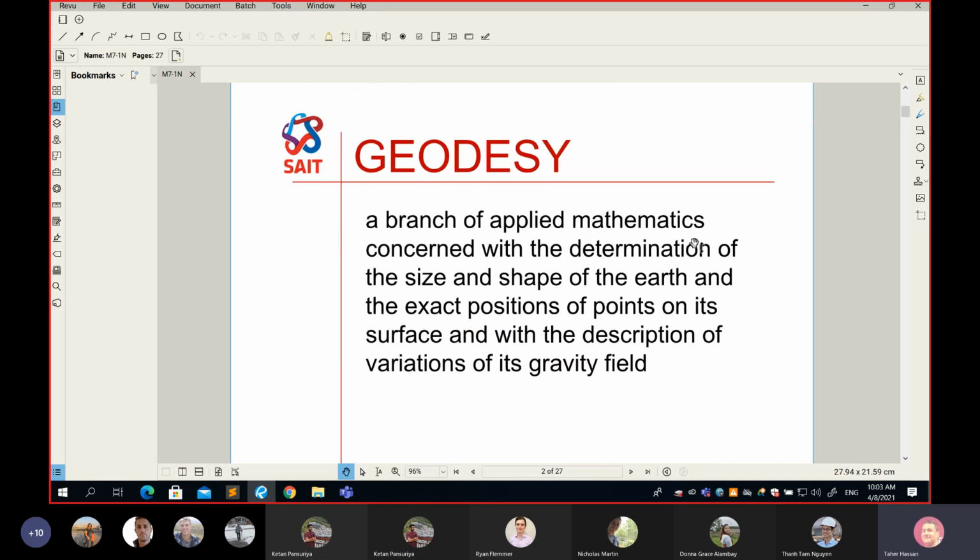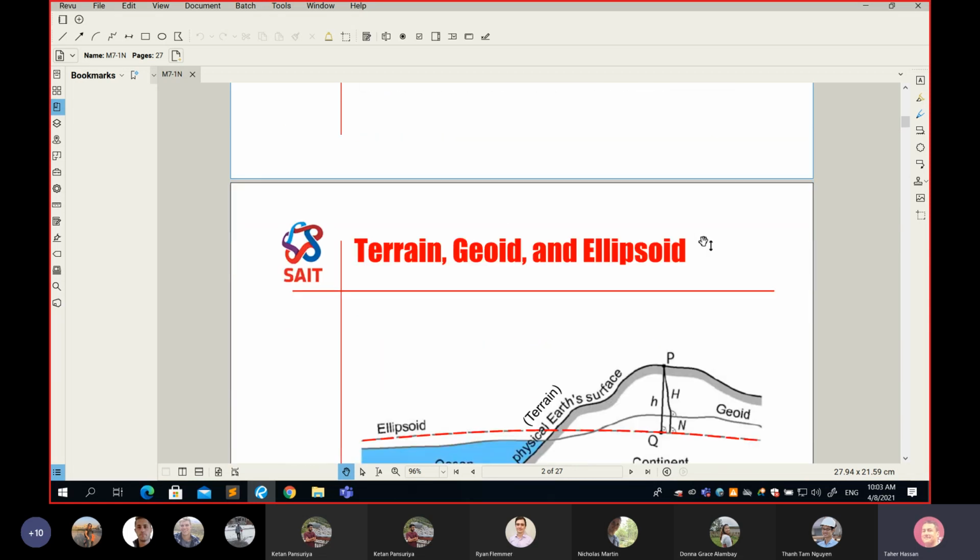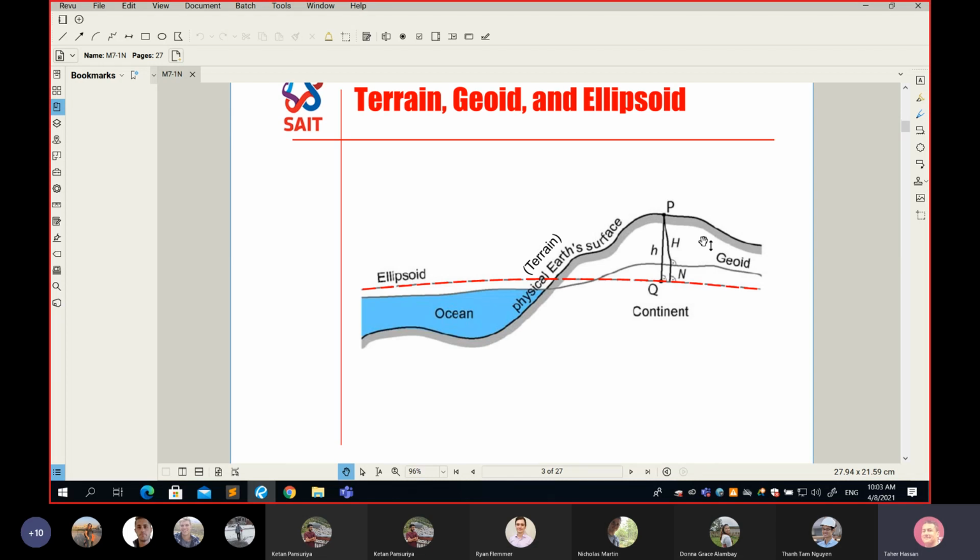The start is from something called geodesy, which is a branch of surveying or applied mathematics that focuses on the actual shape of the Earth. When it comes to the actual shape of the Earth, we have three different surfaces, and they vary in nature. I'm going to start with the terrain. Terrain is where you go outside of your house and step. That's natural terrain. It contains mountains, valleys, ocean beds, and so on. So this is very irregular.